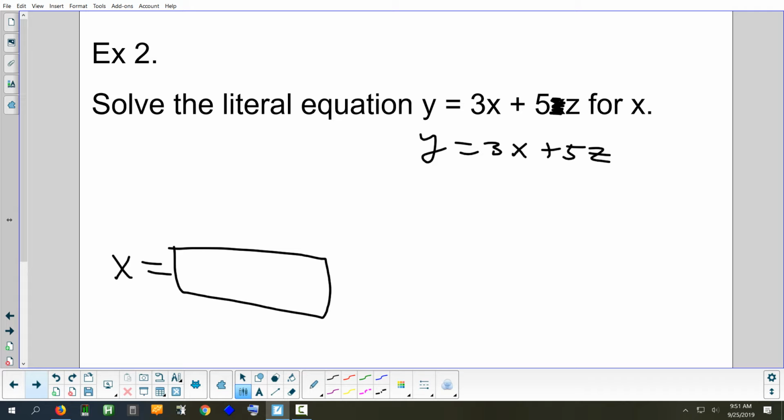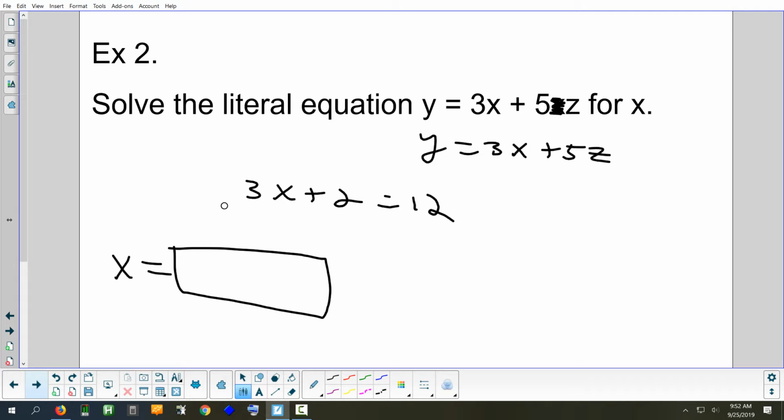When you see the words solve the literal equation. Notice how we have two different letters in it? Anytime you have a formula with two letters in it, you're never going to get a number as an answer. If you had a problem like 3x plus 2 equals 12, then you're going to get a number as an answer because there's only one letter. This has more than one letter.